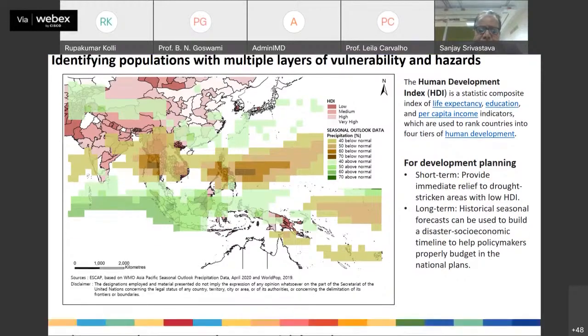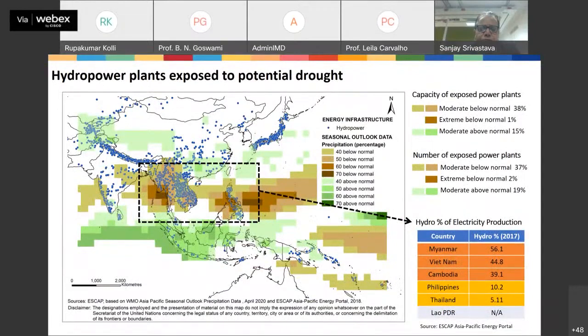The next slide is to show to you some of the energy sources, the power plant, hydroelectric power plant. Before coming to this, you must know power, hydropower in certain country context is key for energy security. For example, in Myanmar, 56% of the energy comes from hydropower. Same is Vietnam, Cambodia. So in Nepal, it is more than 90%.